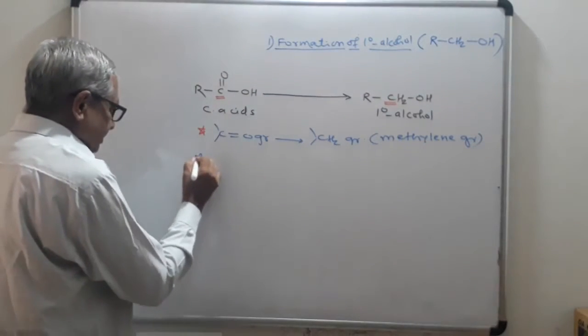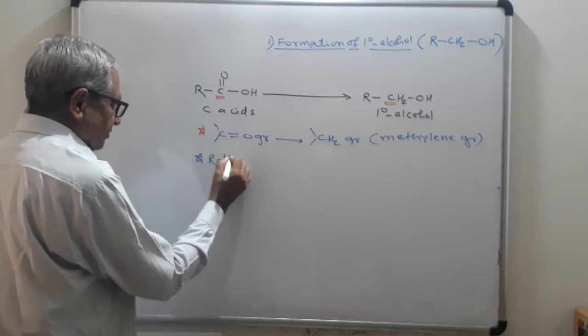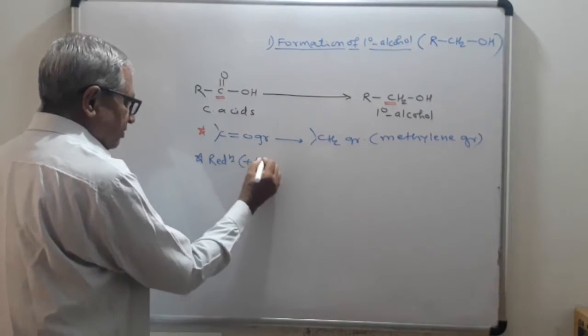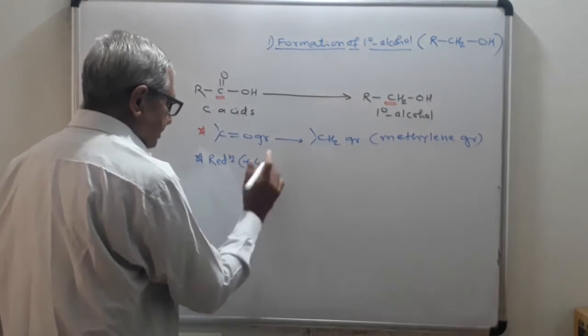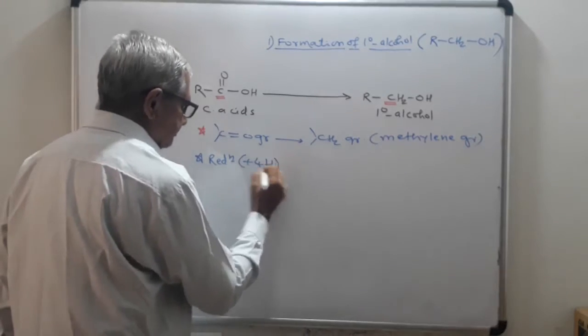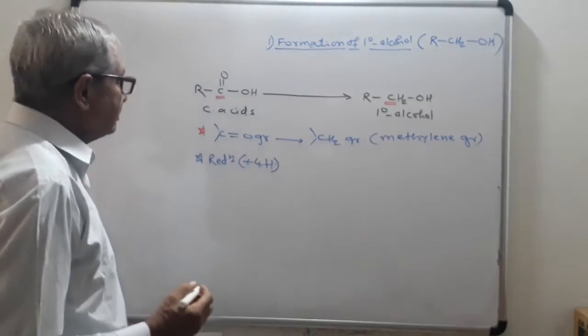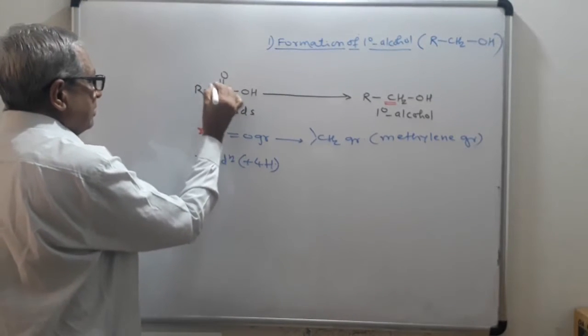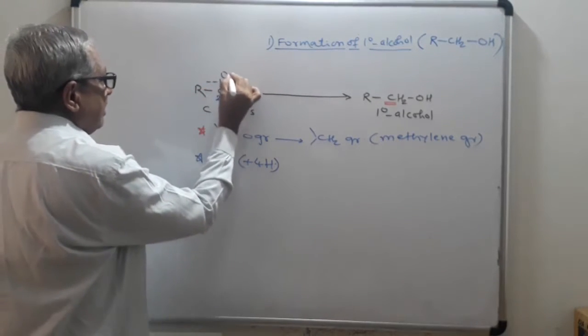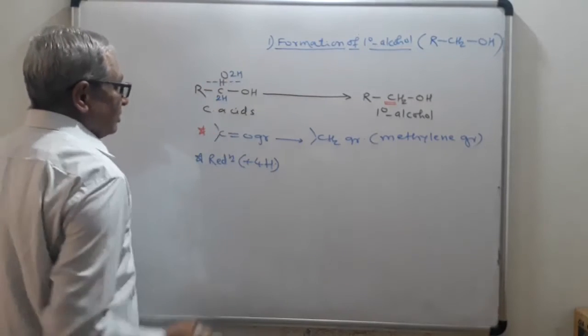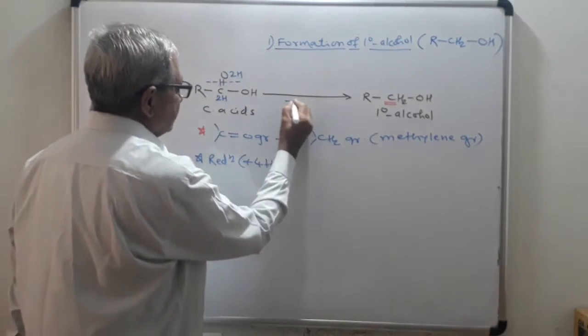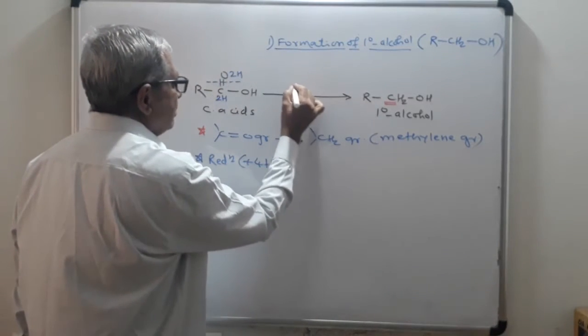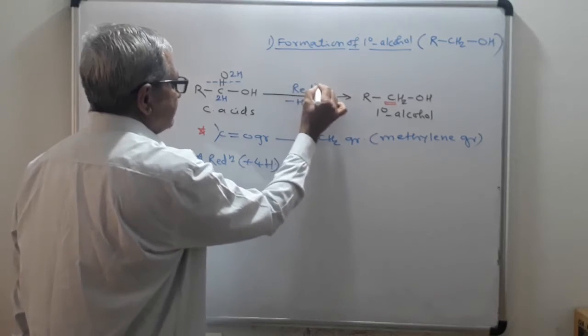Second point, this is the reduction reaction. Reduction means addition of hydrogen. 4 hydrogen atoms are added in this reaction. You will add here the 2 hydrogen atoms. Break this bond here, add here 2 hydrogen atoms. Water molecule is removed during this reaction. This is a reduction reaction.